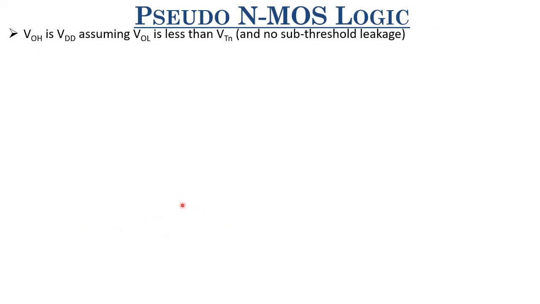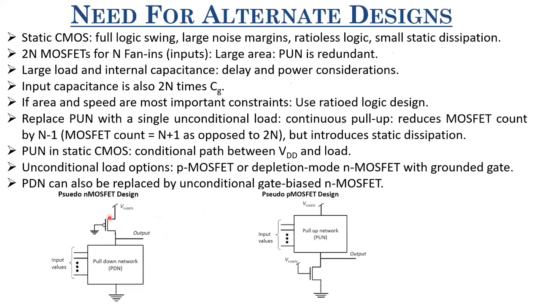So what is VOH here? VOH is simply VDD. Why is VOH equal to VDD? Let us assume that the pull-down network transistors all have a VOL which is less than their VTH. If the VOL is less than the threshold voltage of these MOSFETs.